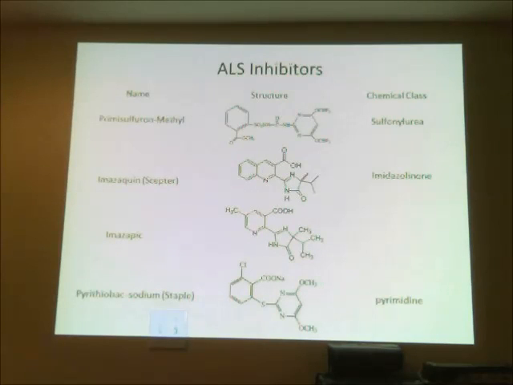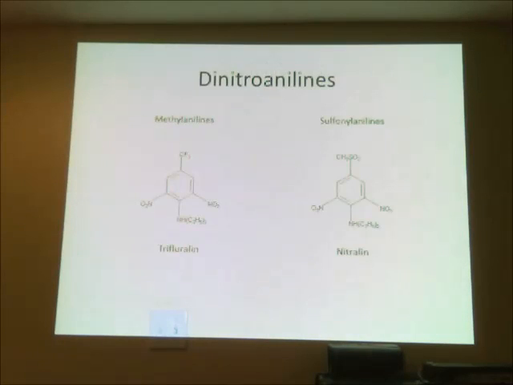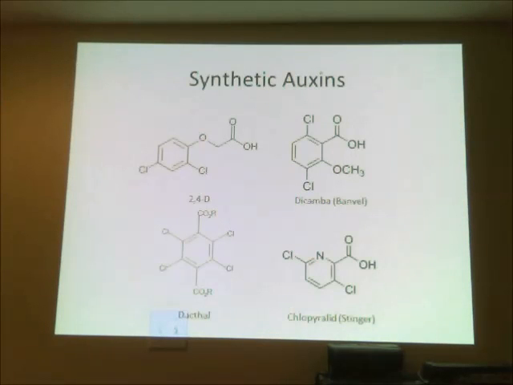So these things are all ALS inhibitors. You've got the dinitroanilines. I talked about these before. Trifluralin has been around for a long period of time, and this is a methyl aniline. This is actually a trifluoromethyl group, but they're referred to as methylaniline. When it's methyl, it will be a CH3. This is a CF3. Synthetic auxins.